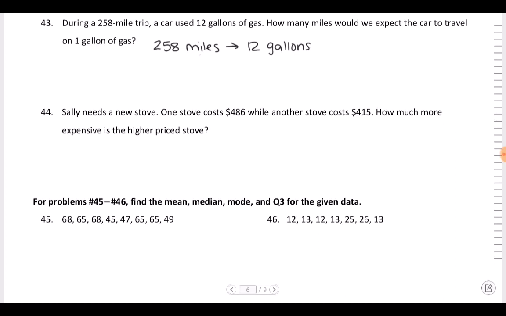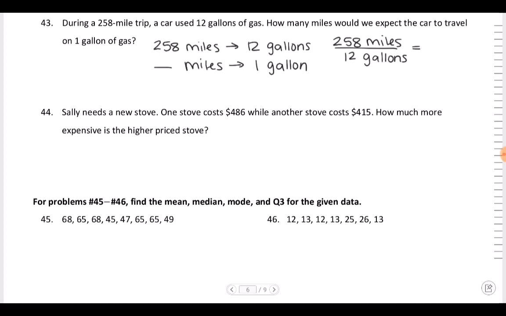How many miles would we expect the car to go for 1 gallon? Oh, it's like a unit rate. Okay, there we go. So we need to know miles per 1 gallon. So 258 miles for 12 gallons.